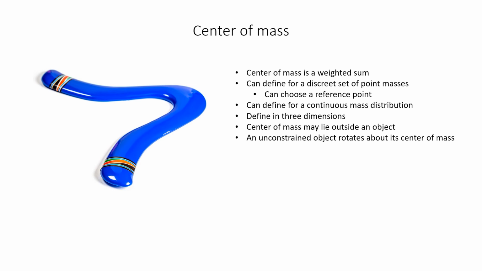Center of mass may not even lie inside the object. An object like this has a center of mass that isn't even inside the object. An unconstrained object rotates about its center of mass. So if I throw something through the air and it's spinning as it's flying through the air, that axis of rotation will be its center of mass.